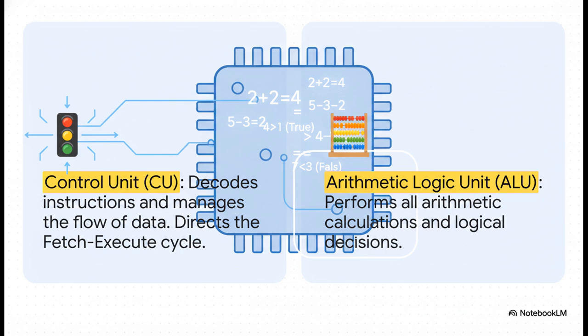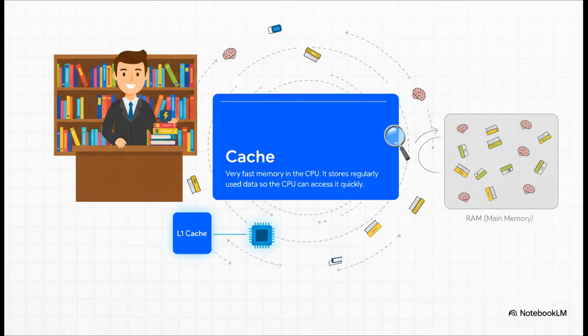Instead, it reads the instructions and directs the flow of data, telling everyone else what to do and when to do it. The ALU, on the other hand, that's the master calculator. It is the brainiac that handles all the math, addition, subtraction, you name it, and all the logical decisions, like checking if one number is bigger than another. There is one other component that's worth knowing about: cache.